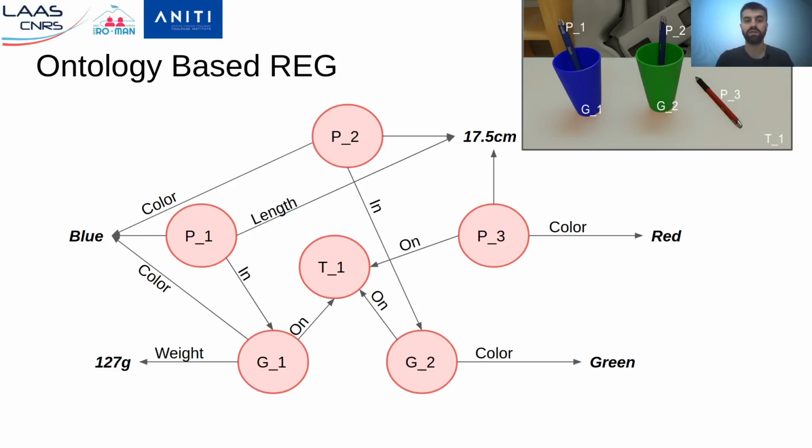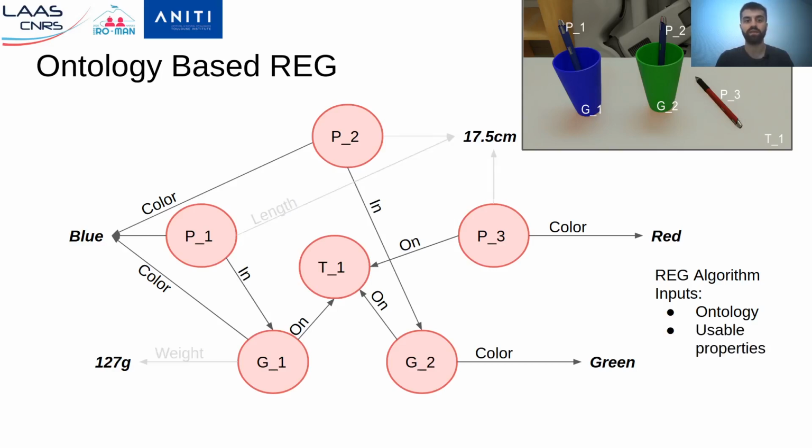Ontologies also contain a set of properties which can also inherit from one another and can also be labeled or not. These properties are then used to describe relations between entities or attributes of entities. In addition to the ontology, our REG algorithm needs other inputs. First, as the ontology may be used to store other pieces of information than the ones needed for the REG, some relations may be pointless in a referring expression. We thus provide our algorithm with a set of usable relations. Here, we state that a referring expression cannot contain weight or length attributes, for example.